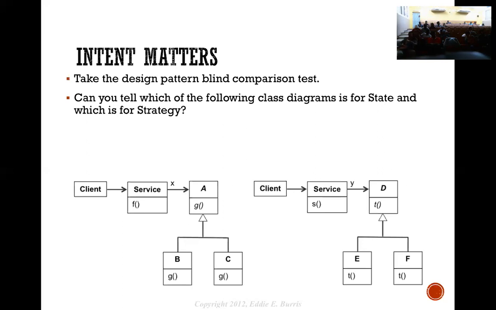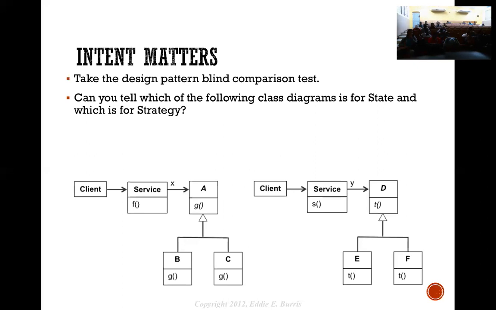Strategy and state are almost the same thing. Okay, getting there. What else? Anybody else?